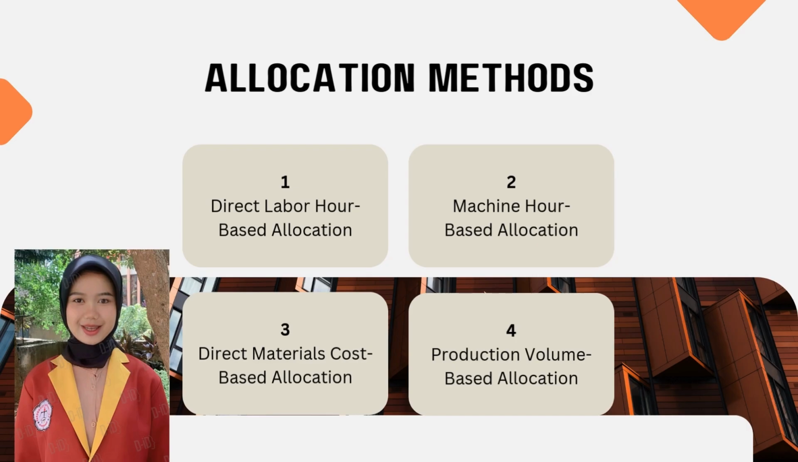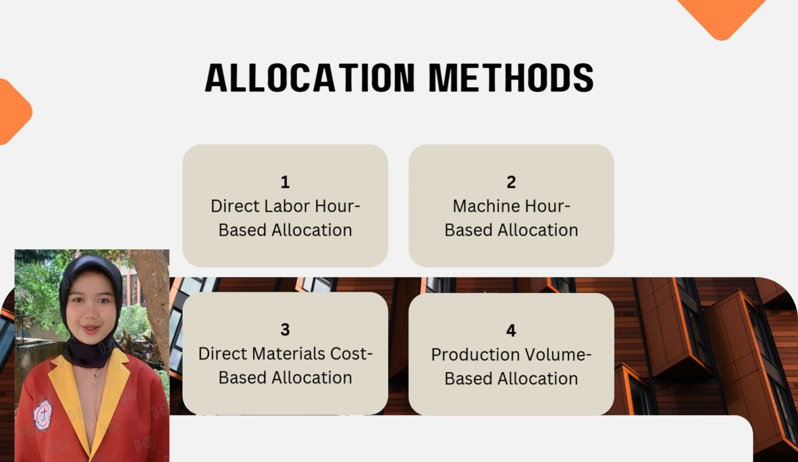Factory overhead cost allocation methods. There are several methods used to allocate these overhead costs, including 1. Direct labor hour-based allocation. This method allocates factory overhead based on the number of direct labor hours used in production. The more labor hours required, the higher the overhead costs allocated to the product. 2. Machine hour-based allocation. If machines dominate the production process, overhead costs can be calculated based on the number of machine hours used. This is suitable for factories that rely heavily on machinery in production.